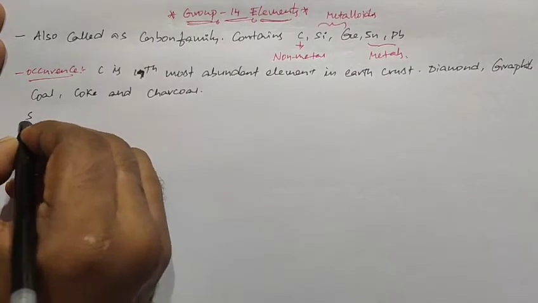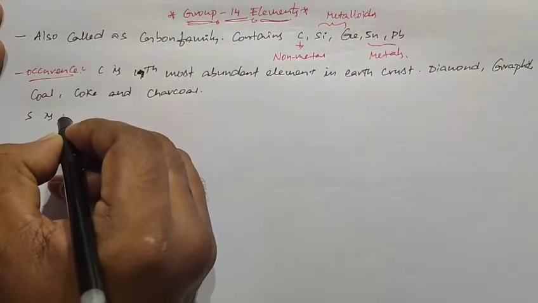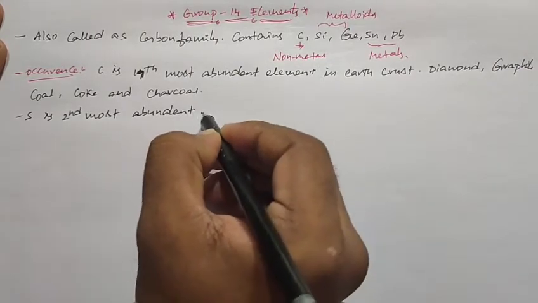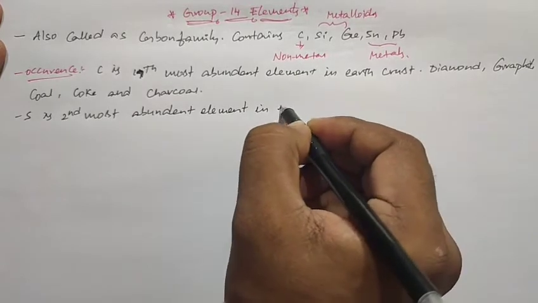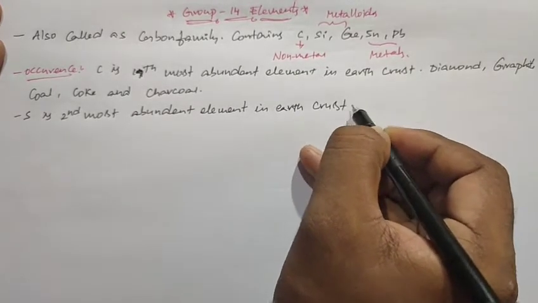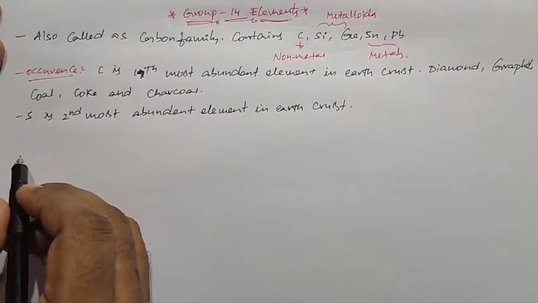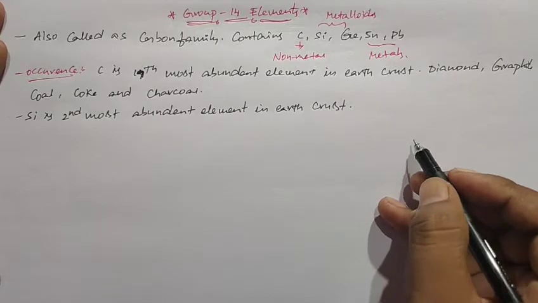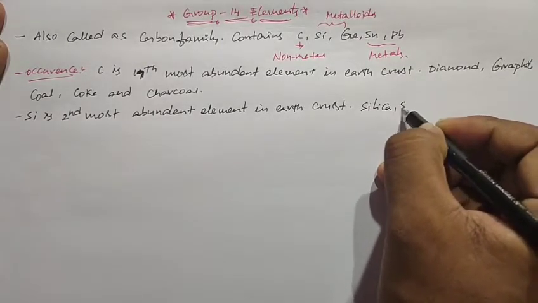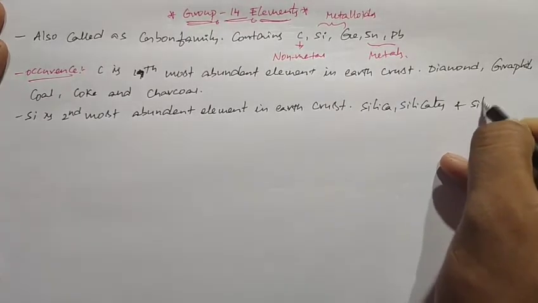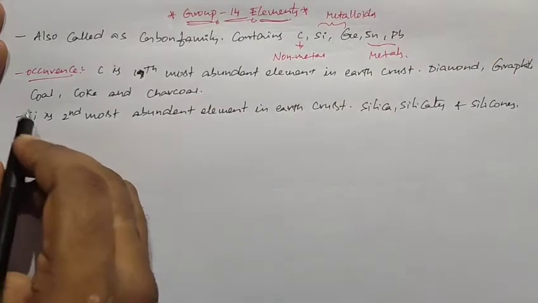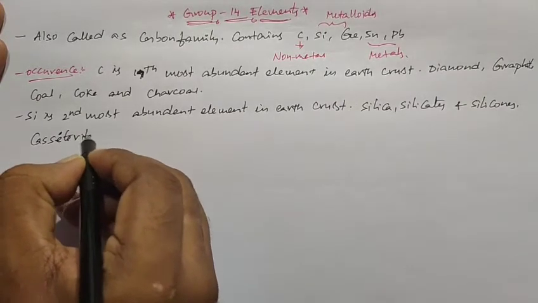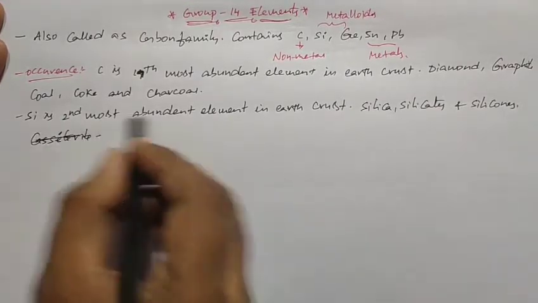Next is silicon. Silicon is the second most abundant element in the earth's crust. Silicon is available in the form of silica, silicates and silicones.